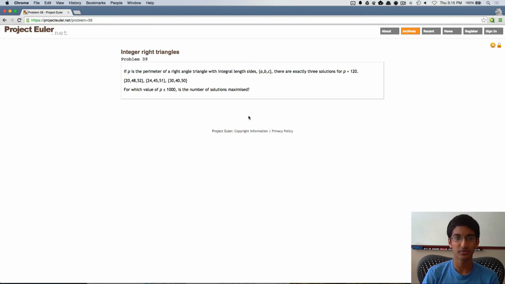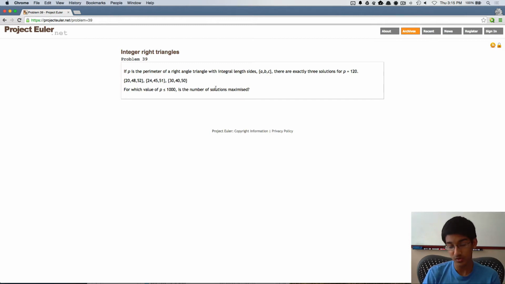Hi, today we're solving problem 39. If P is the perimeter of a right-angled triangle with integral side lengths a, b, c, there are exactly 3 solutions for P equals 120. So here we have 3 different variations of right triangles with perimeter 120 and integral side lengths. For which value of P less than or equal to 1000 is the number of solutions maximized?